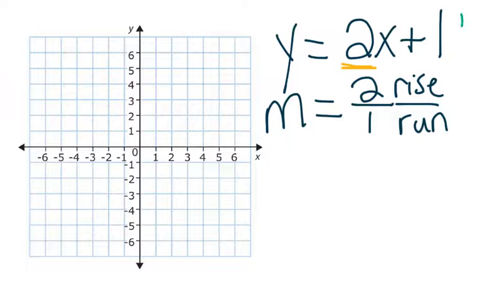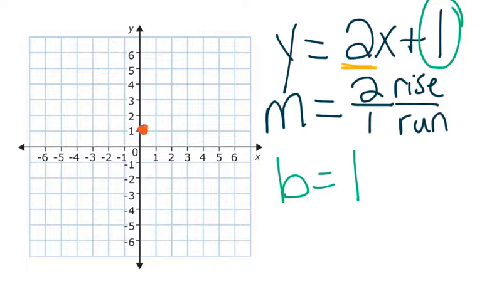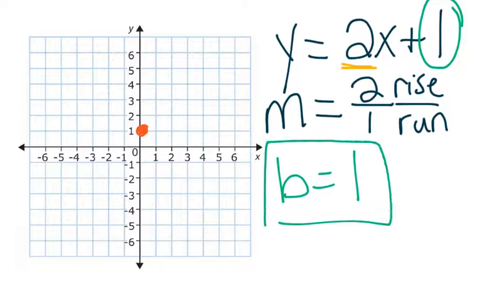The number without the x in the y equals mx plus b format is a 1. So my b is a 1. So again, on the y-axis, I am going to put a dot where the graph crosses it. Remember, the graph crosses the y-axis at positive 1. Then I'll have my rise and my run. I'm going to do my rise. I'm just going to show it to you in blue. And I'm going to do my run in red just to show you.